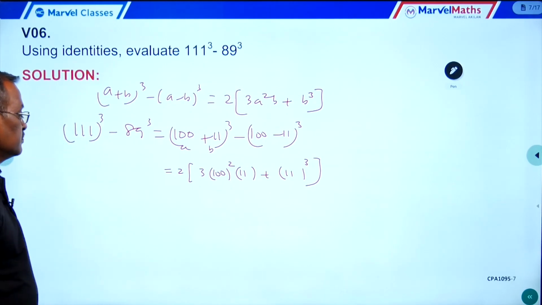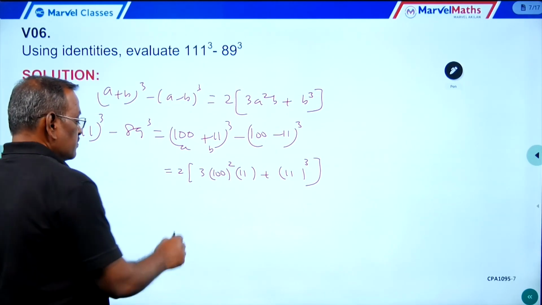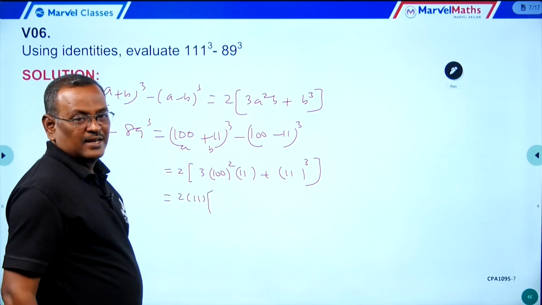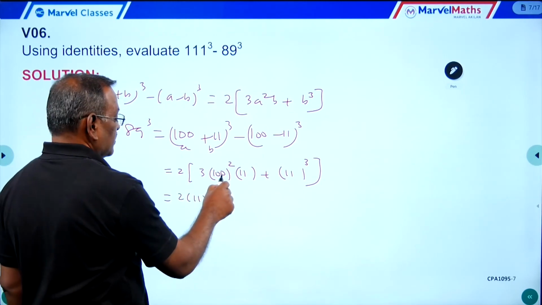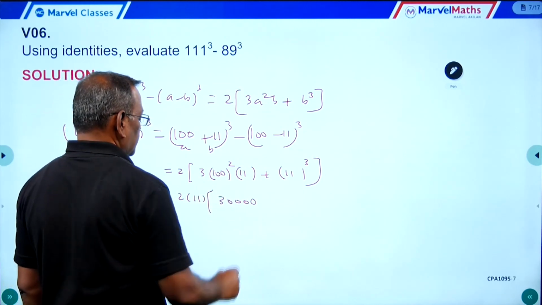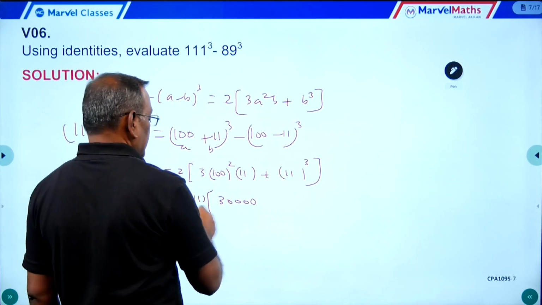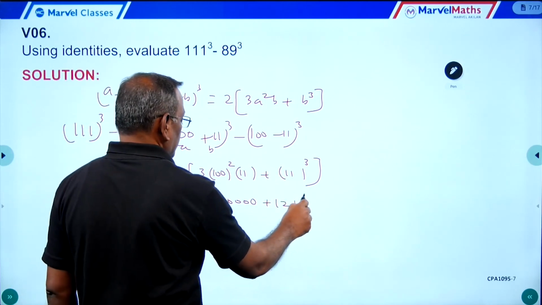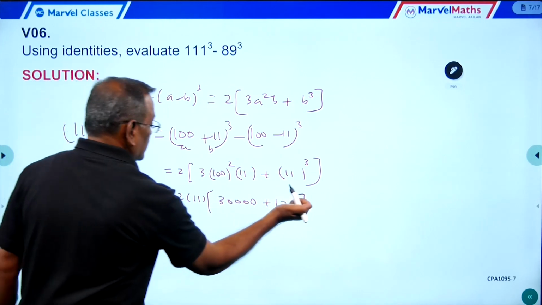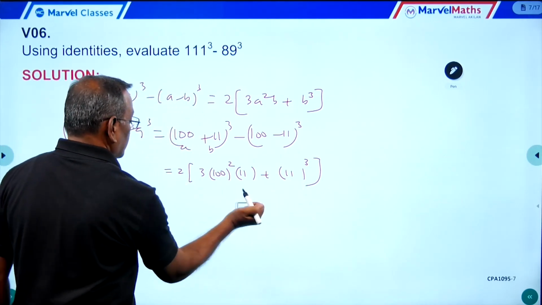Clear? So which is equal to 2 into 11. Again take the common factor outside. So 100 square is 10,000 into 3, 30,000, plus, if I take 11 outside, 121, 11 square. Clear? Otherwise I will write all the steps.